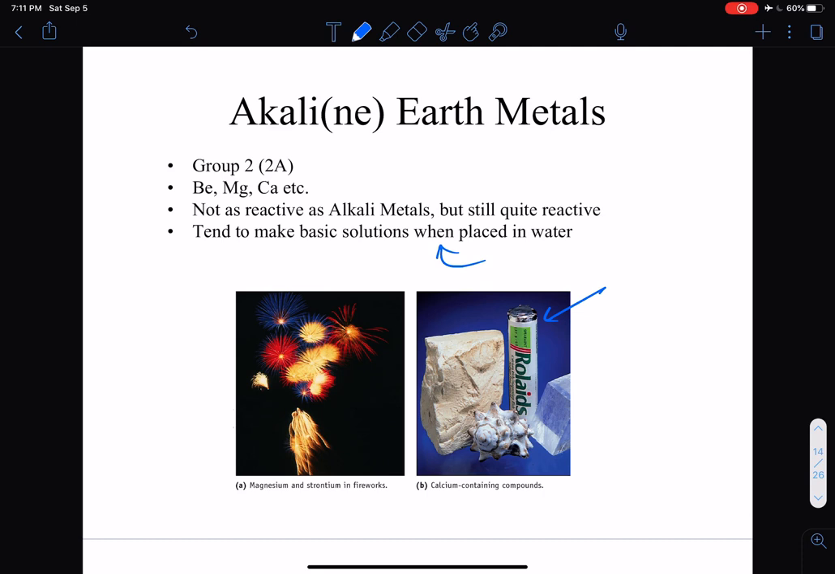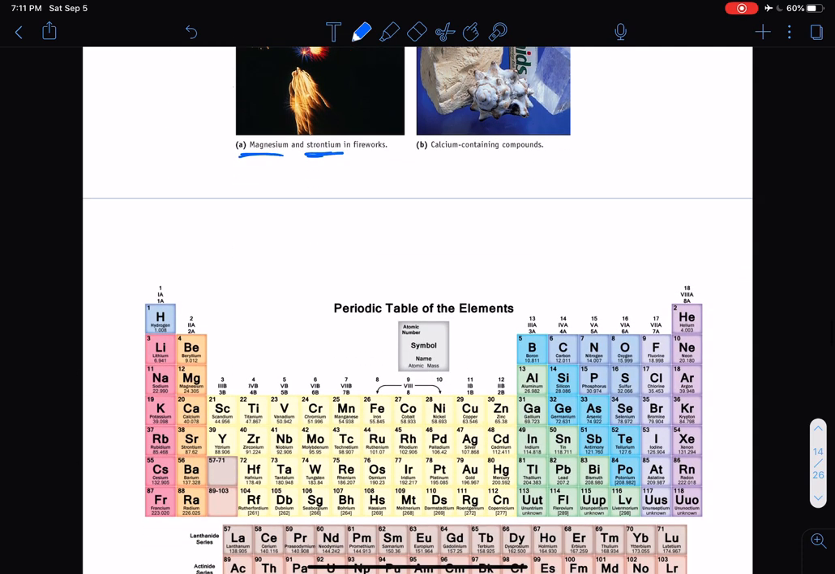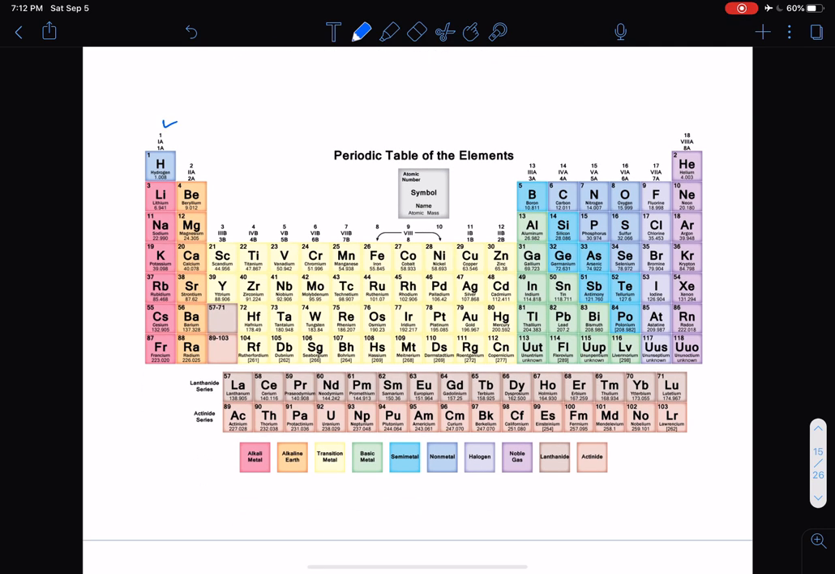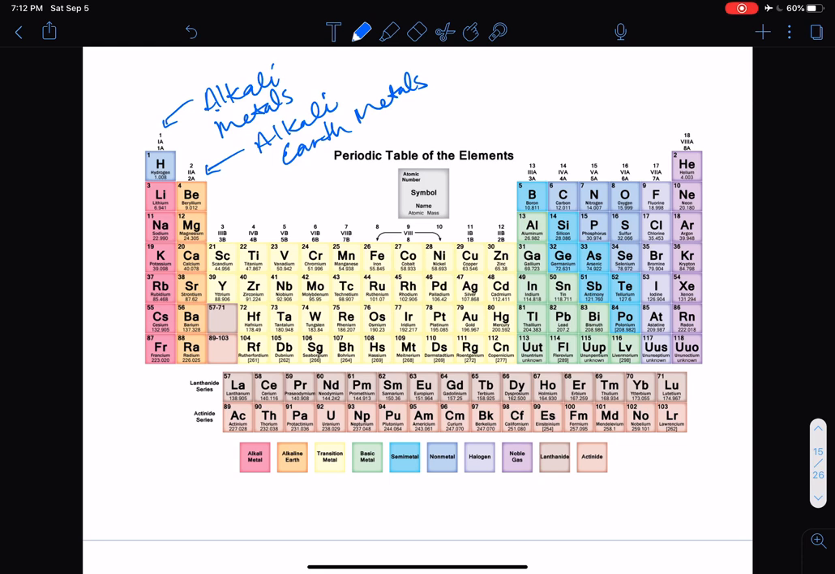Okay, so magnesium and strontium are over here, and these are used in fireworks. Magnesium gives a bright white glow, and you're going to see this in the physical and chemical changes lab in your lab. And strontium gives a lovely red glow. So that's where in real life we'll see our alkali earth metals. So again, we've got our alkali metals here in this column, and then we have our alkali earth metals in group 2 or group 2A, depending on how we label our periodic table.